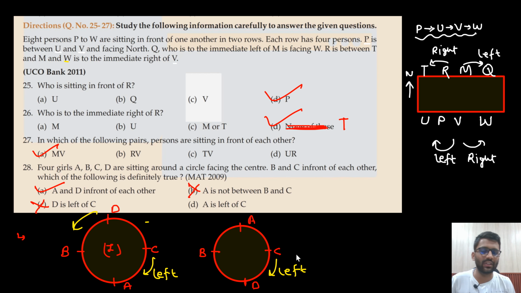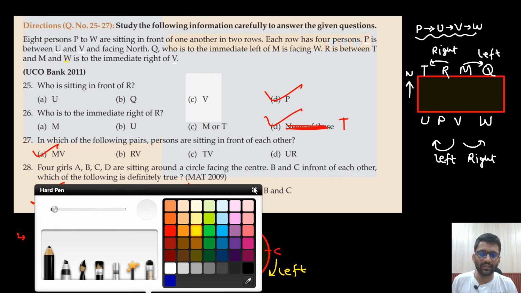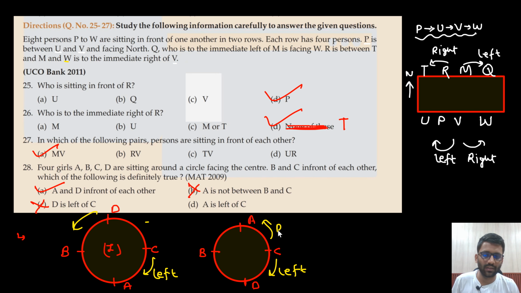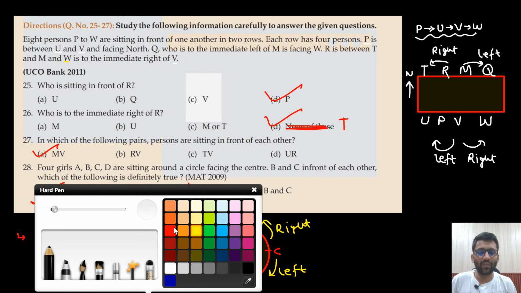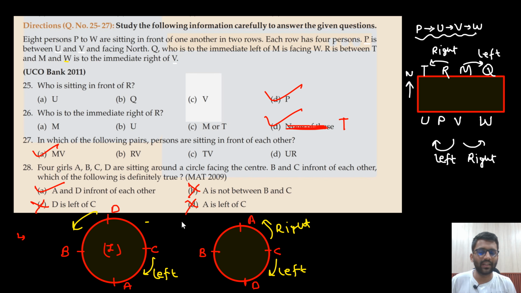And A is left of C. So here it is in left, but here it is in right. So this is also not definitely true. You only need to tell which is definitely true. So we will draw all the conditions and then see which condition is common in all. Only one condition is common in all: A and D are in front of each other. No other condition is common in all.